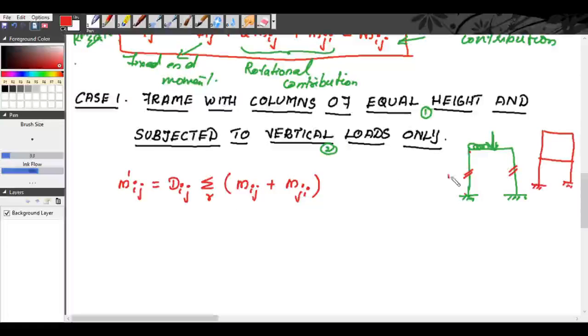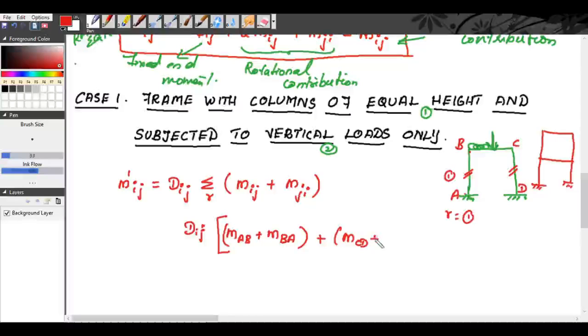sigma r, if it is the first story, if r is equal to 1, if you have A, B, C, D, it is given as sigma r Mij plus Mji. This is nothing but Dij into summation of Mij plus Mji. So for the first column AB, it is MAB plus MBA. Now for the second column, it is MCD plus MDC. This is the meaning of that.